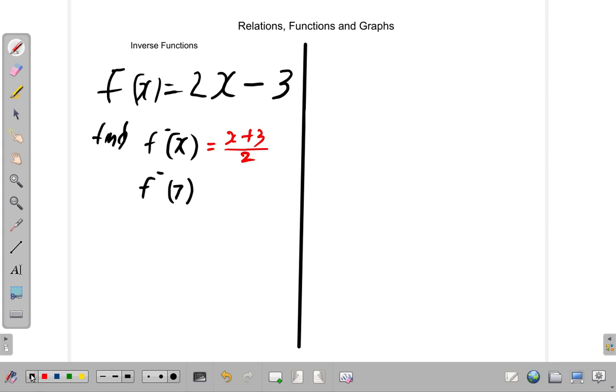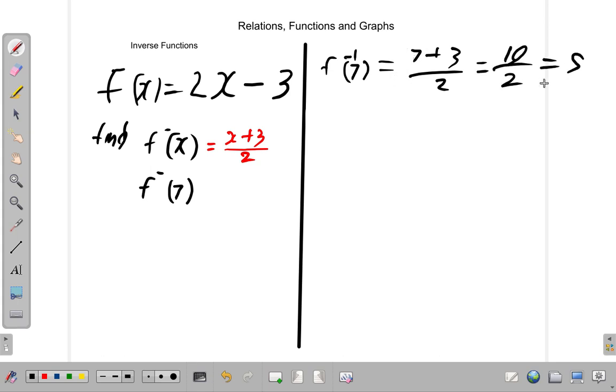So now that we have our inverse, and we know that f inverse of x is equal to x plus 3 over 2, f inverse of 7 now. Let's get rid of the x because it's not f inverse of x anymore. It's 7 that we should use. Replace x with 7. 7 plus 3 over 2, which is 10 over 2, which is 5. So our f inverse of 7 is 5.